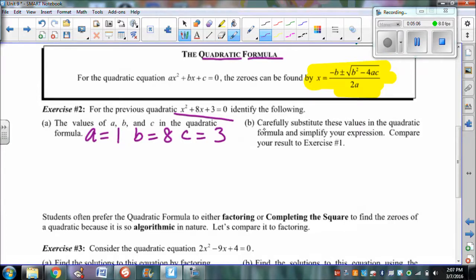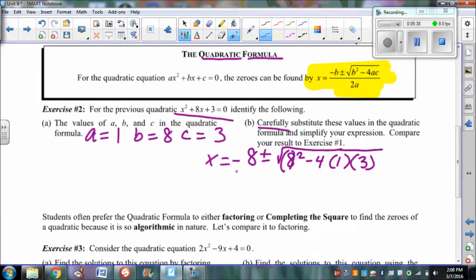All right, now it says carefully substitute these values into our formula and simplify and then compare our answers. Well, we already know the answers, so we better get it right. So when I substitute into this formula, negative b, that means negative 8, plus or minus the square root of b squared, so 8 squared, minus 4 times a times c. And I'm actually going to put that 8 in parentheses. You'll see why later on when we get to a b that's negative. So let's just get into the habit of putting that b squared in parentheses.